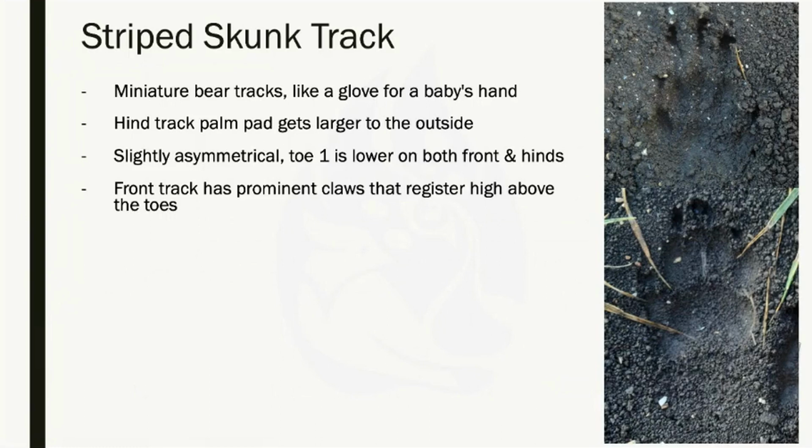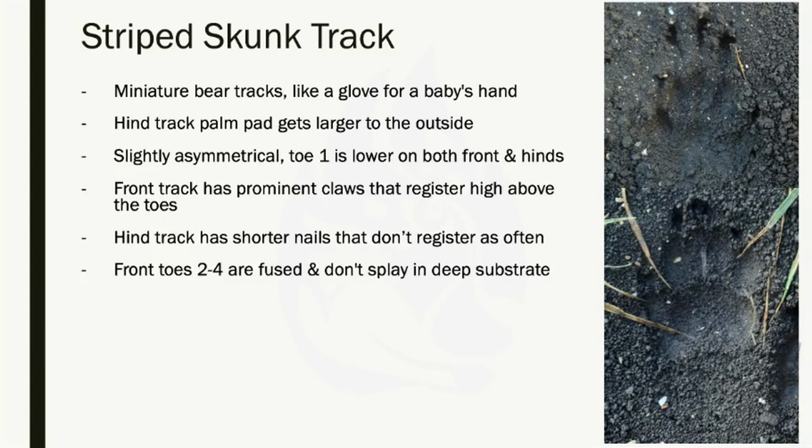The front track has really what they refer to as prominent claws. Okay. That's because skunks are great diggers, right? But they register high above the toes, and they can be really pointed. And a lot of times they're easy to miss. You just see these small dots up above the front of the track. Okay. Whereas the hind track has shorter nails. They don't register as often as the front. And so you may not see them at all. But if they are there, they're going to be closer to the toes. So in some ways, they're easier to see in that regard because a lot of times you can miss it on a striped skunk. They're so far above the front foot.